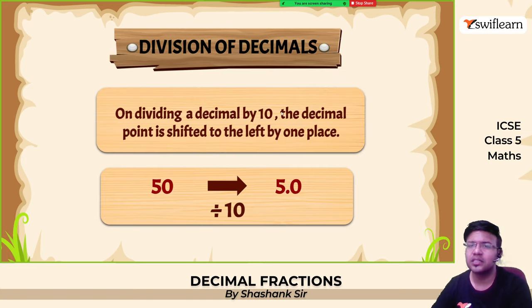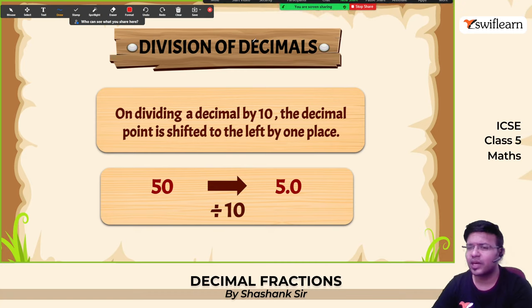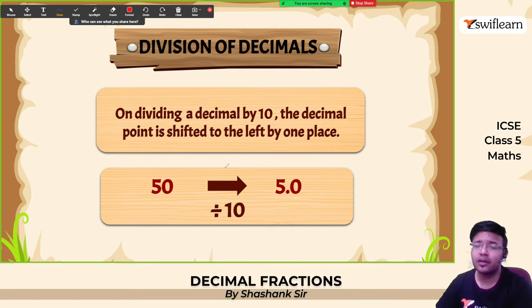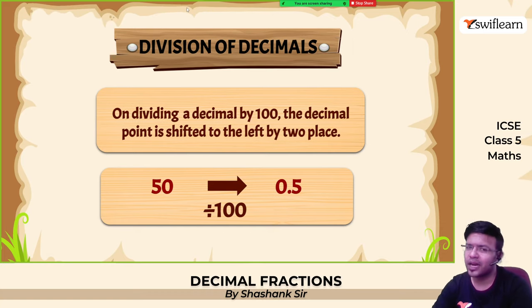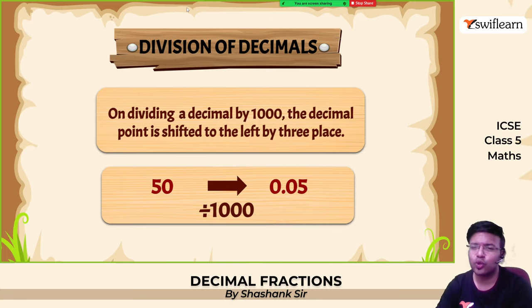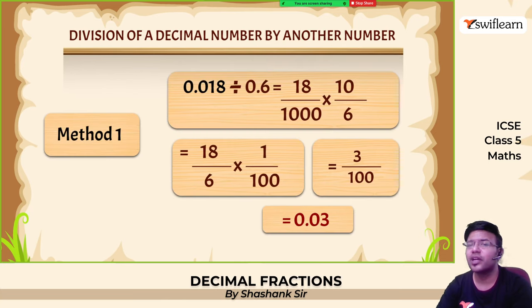Division of decimals. On dividing a decimal number by 10, the decimal point shifts towards the left by 1 place. When you multiply, it shifts to the right. When you divide, it shifts to the left. So 50 divided by 10, you will get 5. And 50 divided by 100, we get 0.5. 50 divided by 1000, we get 0.05. The decimal is shifting towards the left side.